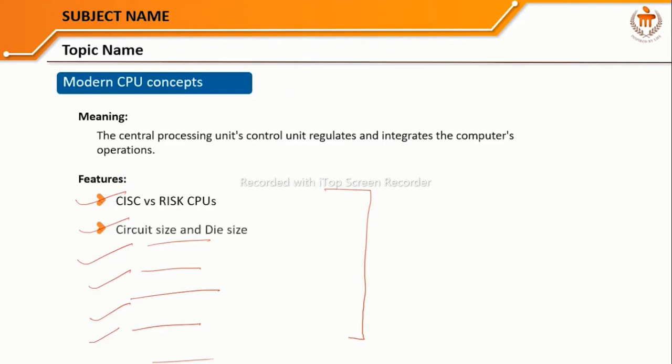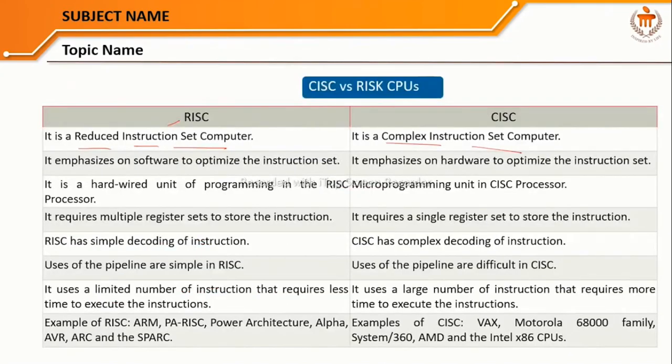In a modern CPU, there are several features like CISC and RISC, circuit size, processor speed, processor cooling, system clocks, and architectural performance features. RISC means reduced instruction set computers, and CISC means complex instruction set computers. CISC depends on the hardware, like Intel CPU processors. RISC depends on the software, and it can be simple or complex.